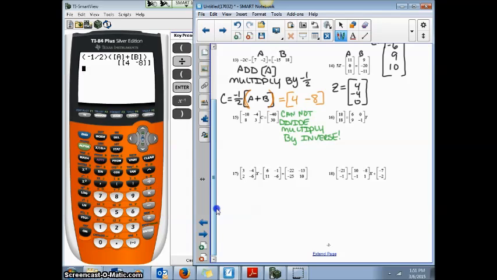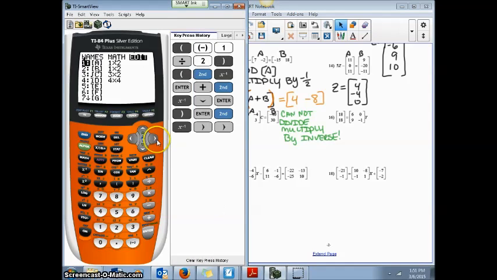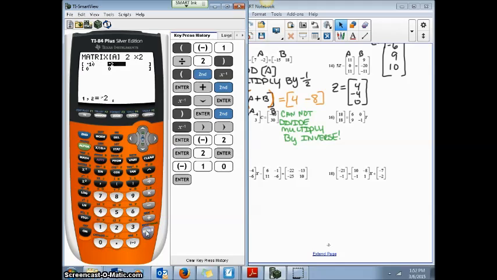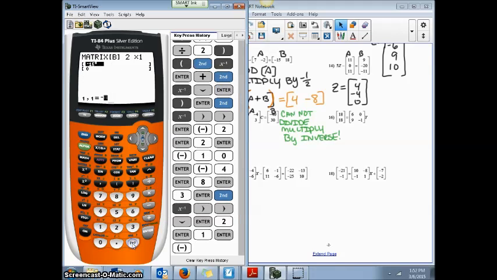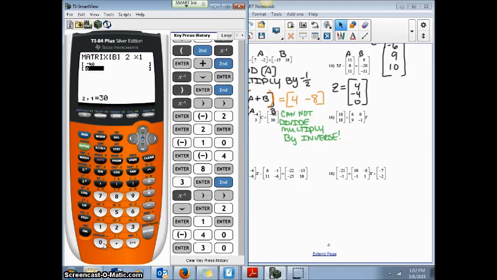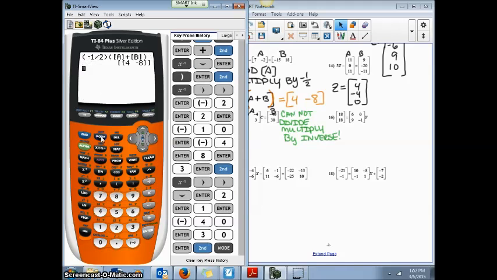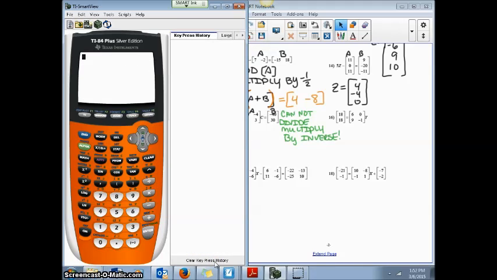So you do need to go ahead and put in, we can call this A and B. Go ahead and put both of those matrices in real quick. The first one is a 2 by 2. And then the second one is a 2 by 1. Get out of there, go back to your home screen.